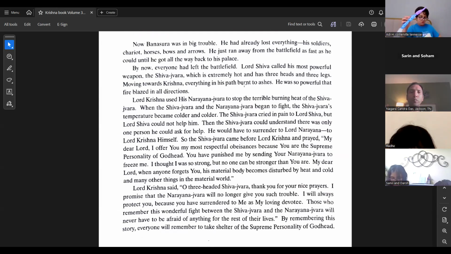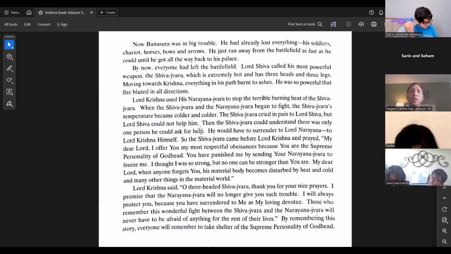Lord Shiva called his most powerful weapon, Shiva Jwara, which is extremely hot and has 3 heads and 3 legs, moving towards Krishna. Everything in his path burned to ashes. He was so powerful that fire blazed in all directions. Lord Krishna used his Narayan Jwara to stop the terrible burning heat of the Shiva Jwara. When Shiva Jwara and the Narayan Jwara began to fight, the Shiva Jwara's temperature became colder and colder. The Shiva Jwara cried in pain to Lord Shiva, but Lord Shiva could not help him.